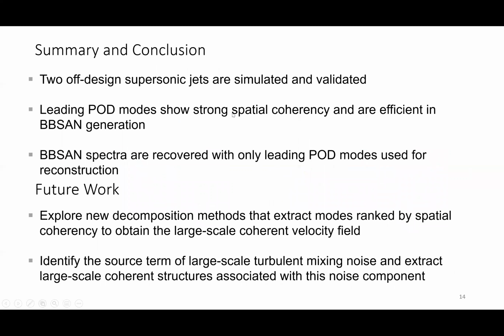To summarize our work, two off-design supersonic jets are simulated and validated. The leading POD modes show strong spatial coherency and are efficient in BBSAN generation. The BBSAN spectra are recovered with only leading POD modes used for reconstruction.